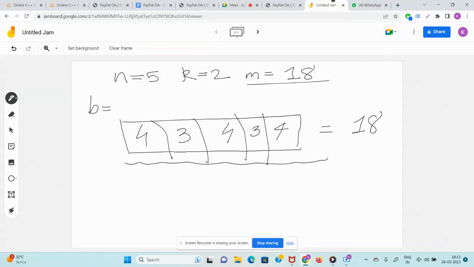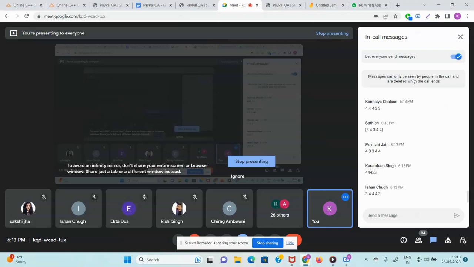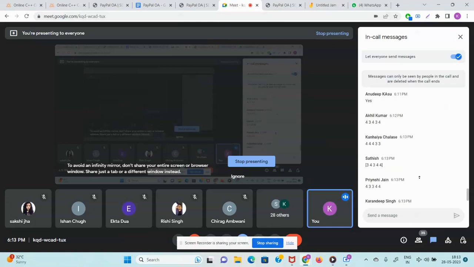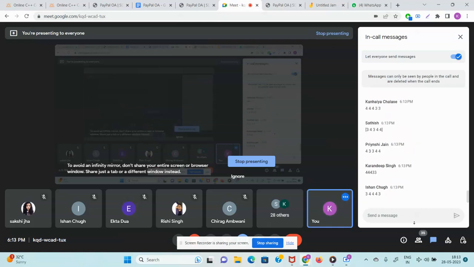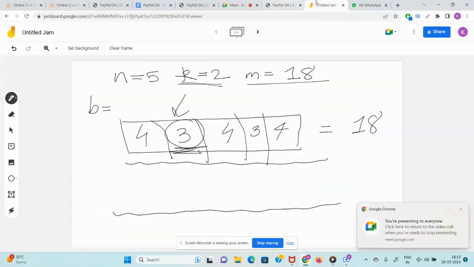But guys, what is the element at the second index? It is coming as 3. So guys, it is coming as 3. Can you make an array which is having a larger number than 3? Let's see what people are writing in the chat. We have to maximize, na? Maximize the number at the second index, the kth index. Okay, Karandeep, congratulations. 44433. Congratulations, Ishan. Congratulations, Satish, Kanaya. So guys, 44433 is a better answer. Why? Because the number at the kth index is increasing.